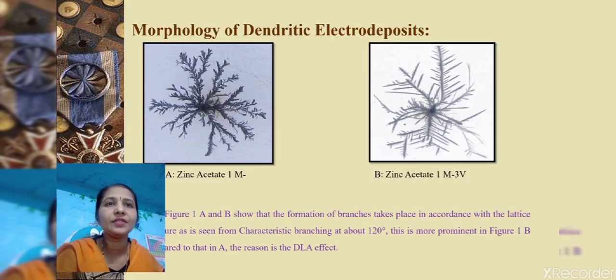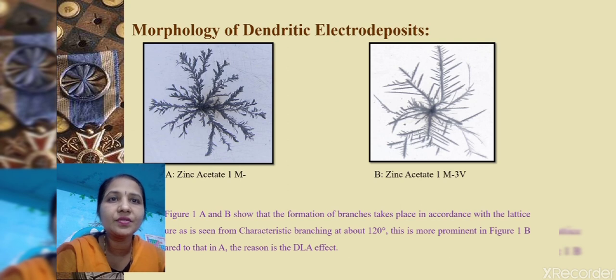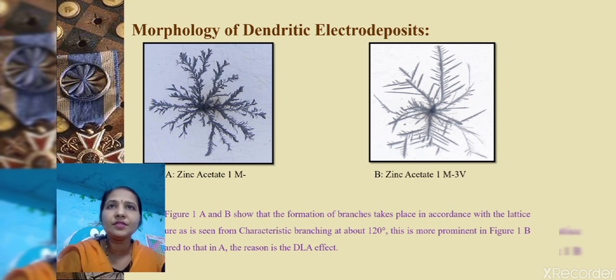Now, the morphology of dendritic electrodeposition. So, there are two diagrams here. Typically, electrodeposits obtained from 1 molar zinc acetate solution at a cell operating voltage of 9 volt and 3 volt are presented in this figure 1. Both the figures A and B show that the formation of branches takes place in accordance with the lattice structure, as is seen from characteristic branches at about 120 degree. This is more prominent in the second figure, that is the electrodeposit obtained at 3 volt.